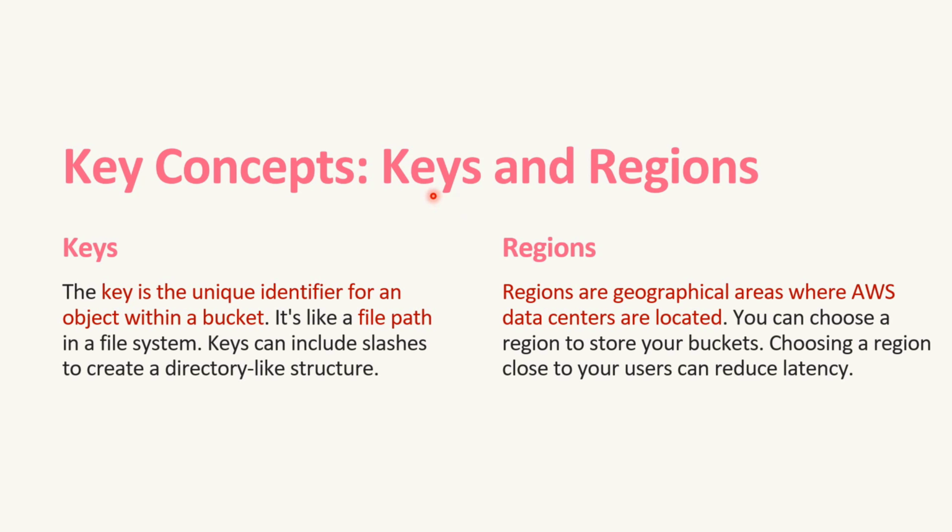Next one is keys and regions. The key is the unique identifier for an object within a bucket. It is like a file path in a file system. Keys can include slashes to create a directory-like structure. Regions are geographical areas where AWS data centers are located. You can choose a region to store your buckets. Choosing a region close to your users can reduce latency.